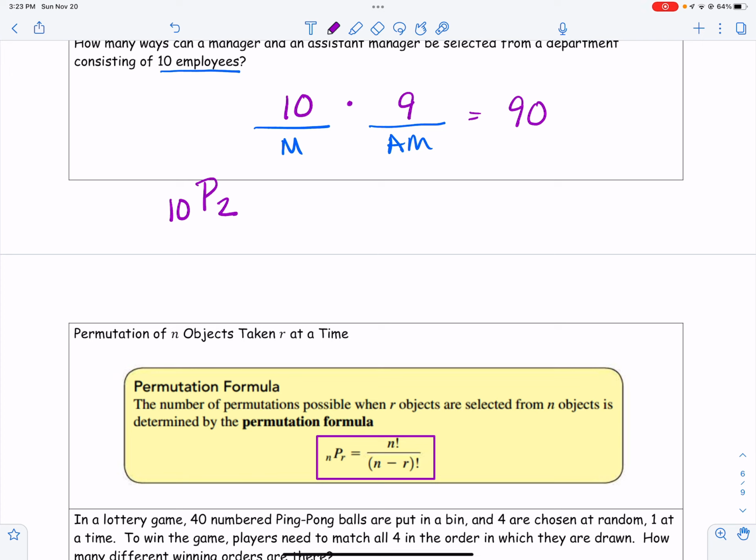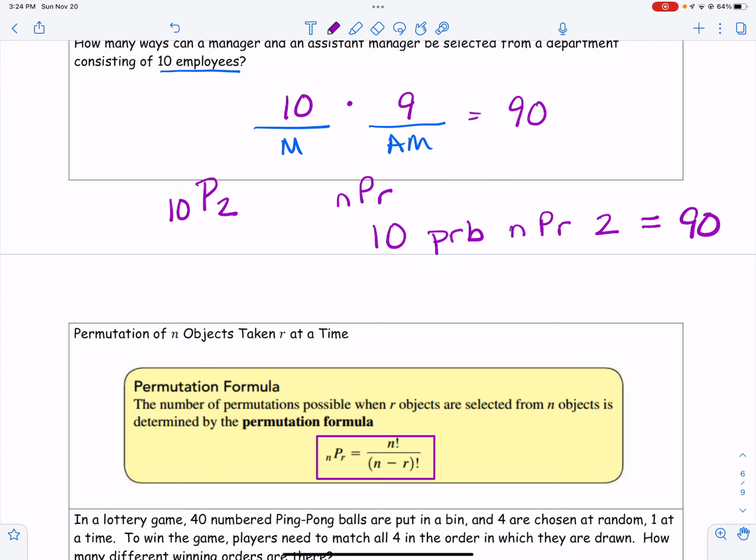So on your TI-30XS, you have that nPr function. And so you are going to hit 10. You are going to go to the PRB button. You're going to arrow down till you see nPr. And then you're going to hit the 2 that you're choosing and then hit equals. And you should get 90.